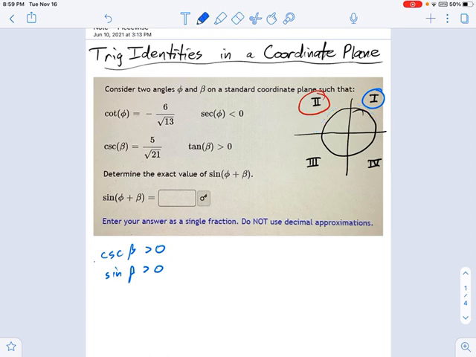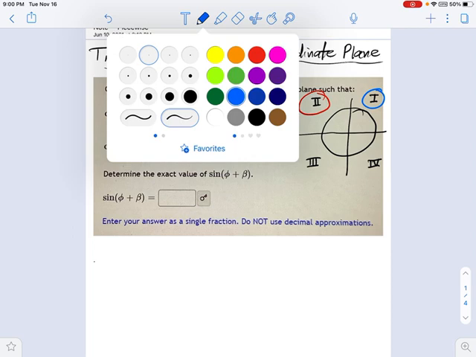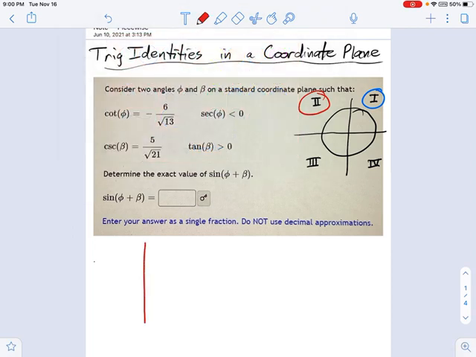So that's how we use what we've been given in this particular problem, which is a little different than other versions, to figure out what quadrants we're dealing with. Now we can go ahead and get going drawing our triangles. We just had to do a little bit of investigative work at first.